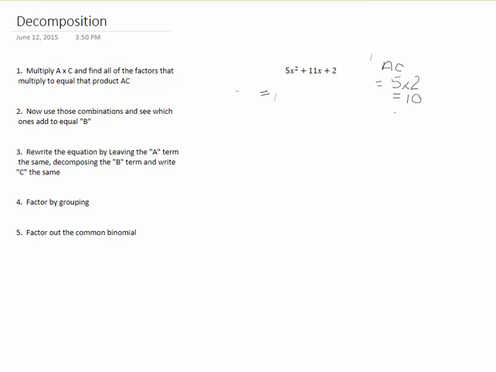Our factors would be 5 times 2 equals 10, but 5 plus 2 doesn't equal 11. And our other factors are 10 times 1. So 10 plus 1 equals b, so that will work. So we can just write this over here by this step, 10 plus 1. So to speak, like our trinomials, those are our magic numbers.